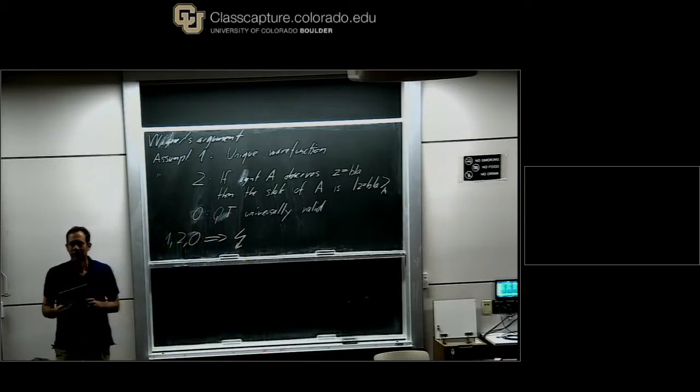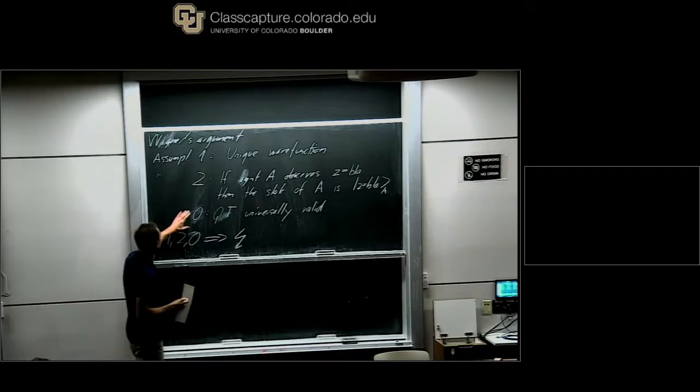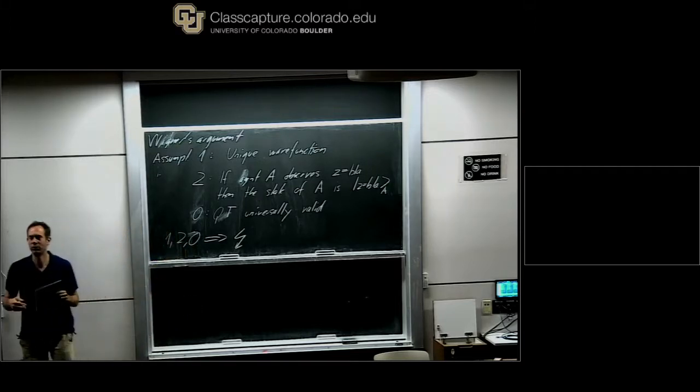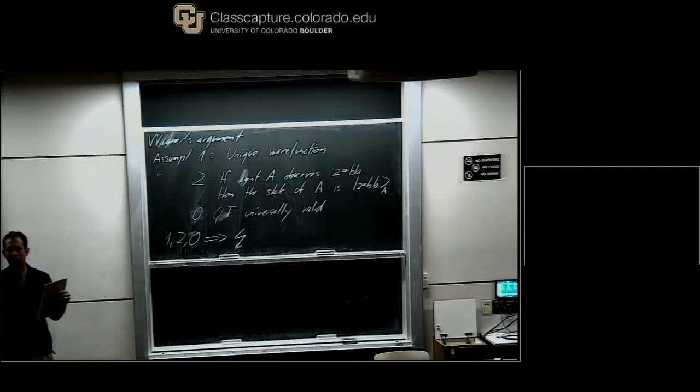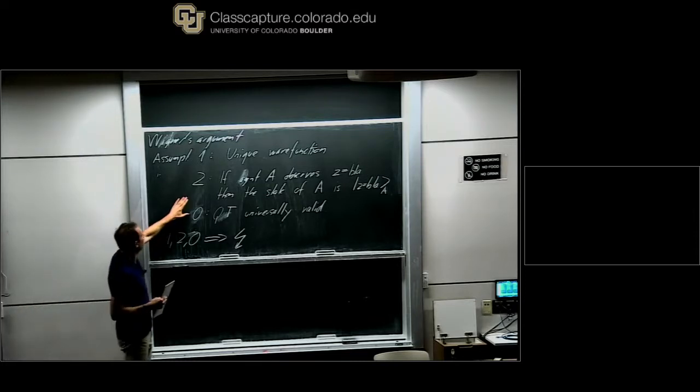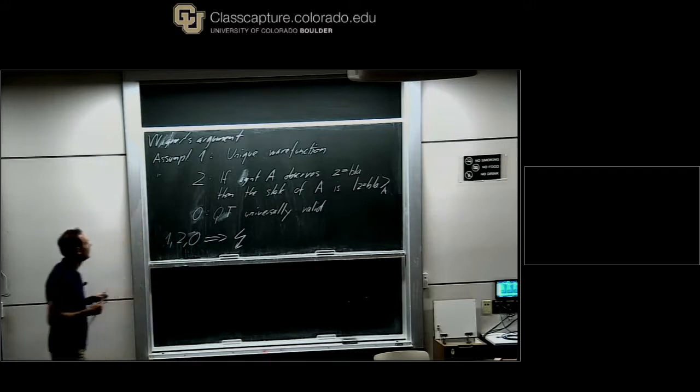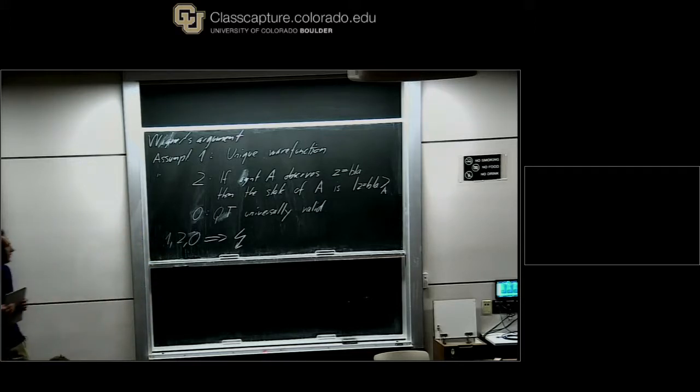Wigner took a less neutral position. He said this shows that 0 is wrong. Quantum theory cannot be universally valid. There must be a collapse of the wave function if an agent is involved. But of course, you can formulate it in a more neutral way and just say one of these assumptions was wrong. It doesn't have to be 0.